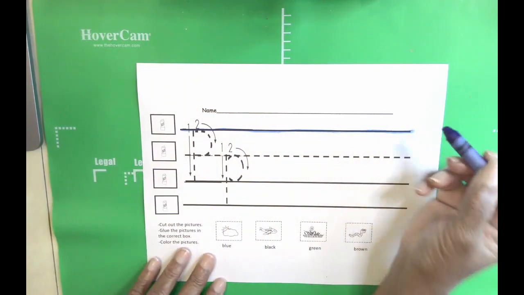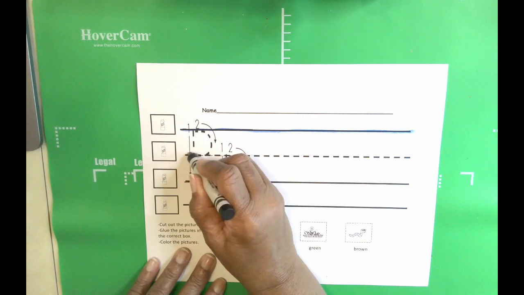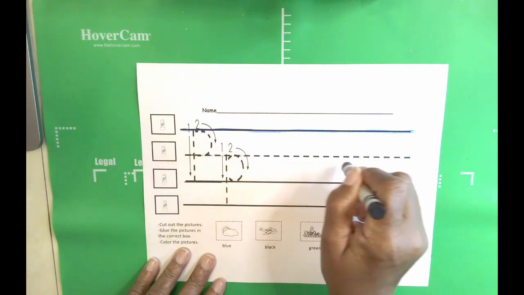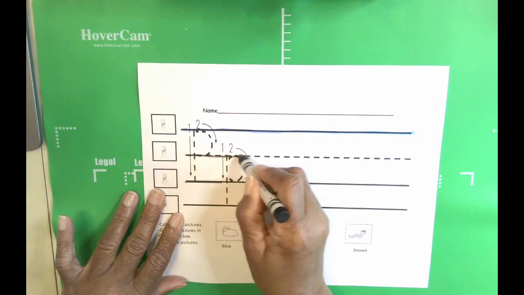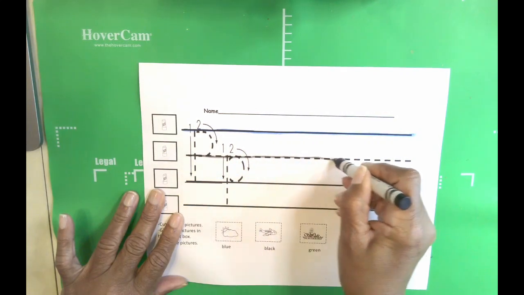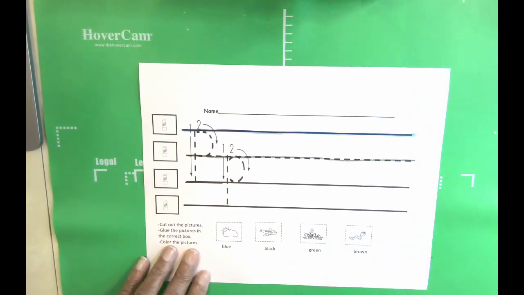When we think of the sky, we think of the color blue. The next line is our plane line. Take a look at it, boys and girls. It's the dashed line, so we're going to color that line black. It looks like a runway, like the car or the airplane is ready to take off.